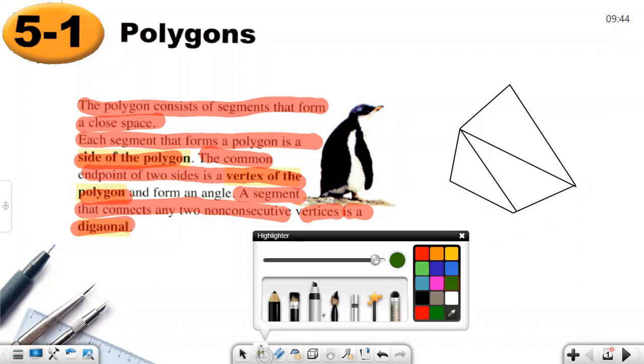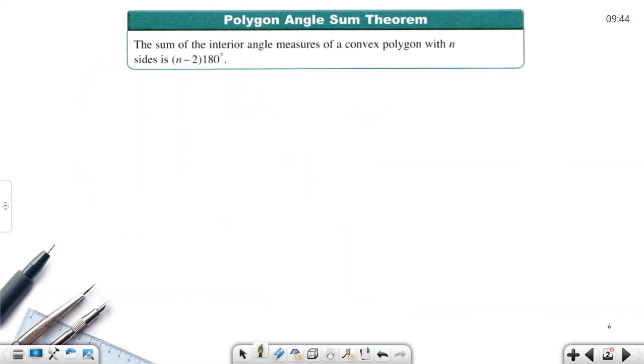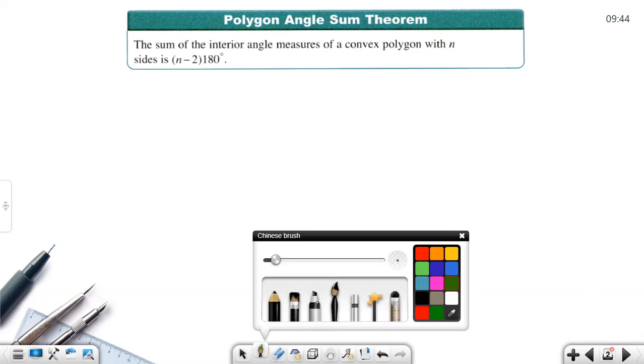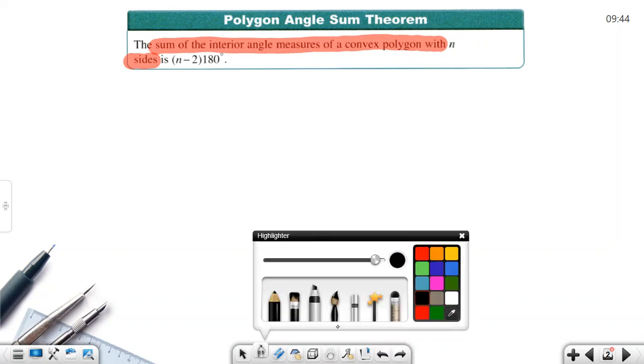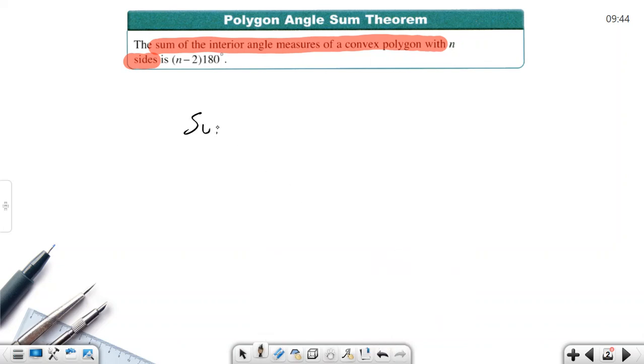This is the first thing we have to know. The sum of the interior angle measure of a convex polygon with n sides. So what we are talking about here is the sum of the interior angles. The sum of the interior angles equals n minus 2, so number of sides minus 2, multiplied by 180.